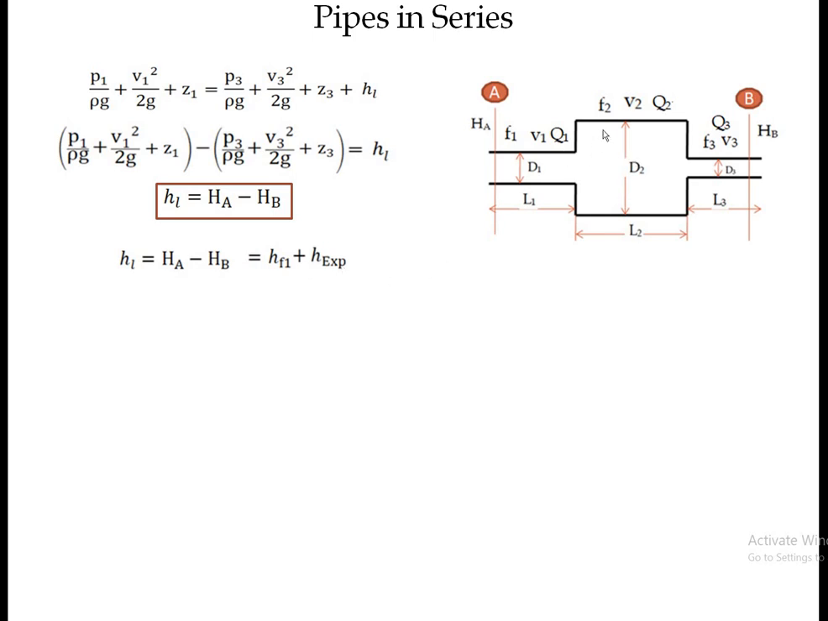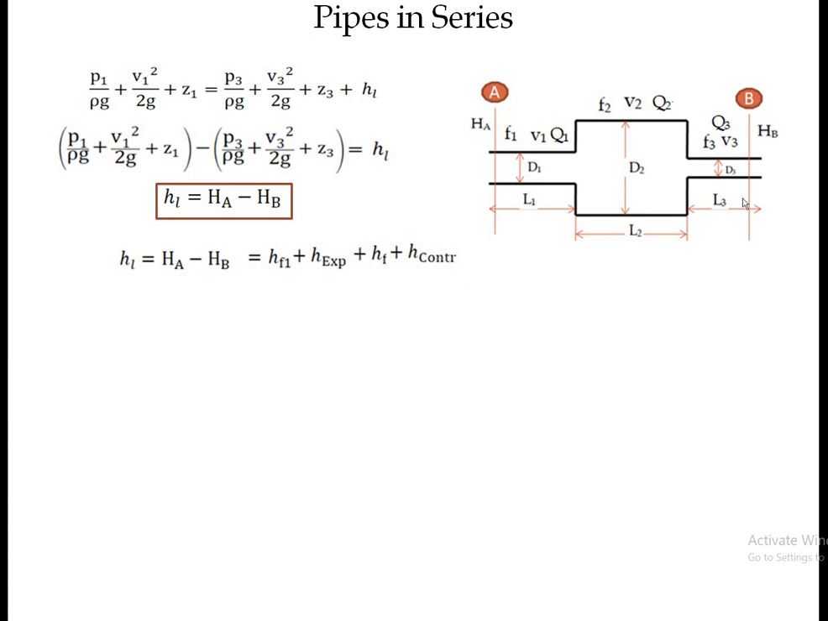After expansion, fluid again flows through pipe 2. Again there is friction between the pipe wall and the fluid particles, and there is head loss due to friction, plus HF2. Here the sudden contraction of the fluid takes place. So again there is one minor loss, plus H contraction, that is the head loss due to sudden contraction.